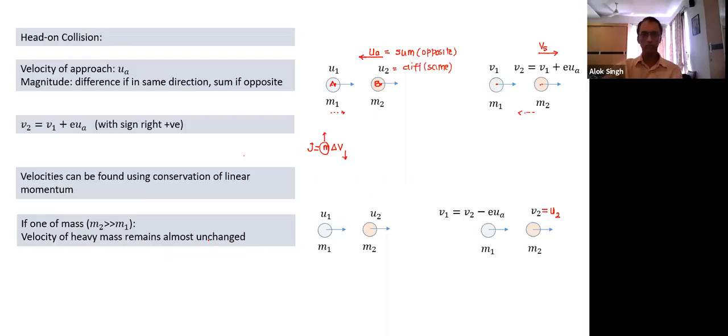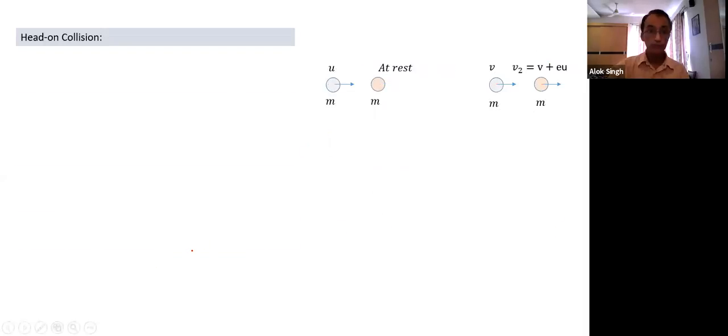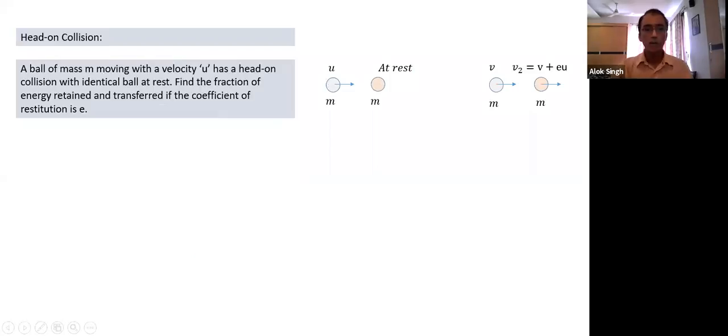The rest is conservation of momentum. Let's take a simple case. Suppose a ball of mass m is moving at velocity u. It has a head-on collision with an identical ball, which also has mass m. Head-on collision means if I join their centers, the velocities are along the line joining the centers, and the impulse also acts along the same line. So it's a one-dimension case. In a one-dimension case, I can take this direction as positive, and I'll use all the values accordingly.